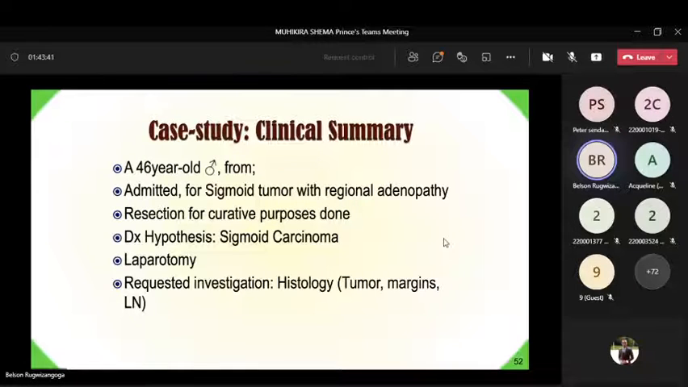Meaning they resected the tumor, and usually you include a normal part of the organ to ensure that the tumor has been completely removed. So the differential diagnosis hypothesis was sigmoid carcinoma. Laparotomy was done. They requested histology to stage the tumor and document the margins and the status of the lymph nodes.